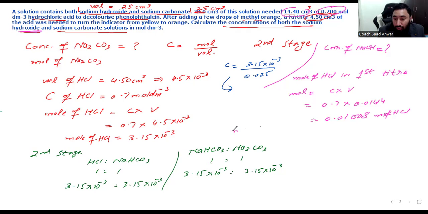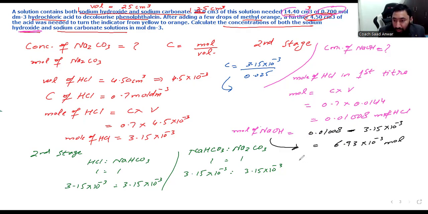Now to find the moles of sodium hydroxide, I will subtract the moles of sodium carbonate from this moles of HCl. That is 3.15 times 10 to the power minus 3. When I do this, I get 6.93 times 10 raised to power minus 3 moles. Now I have the moles of sodium hydroxide.